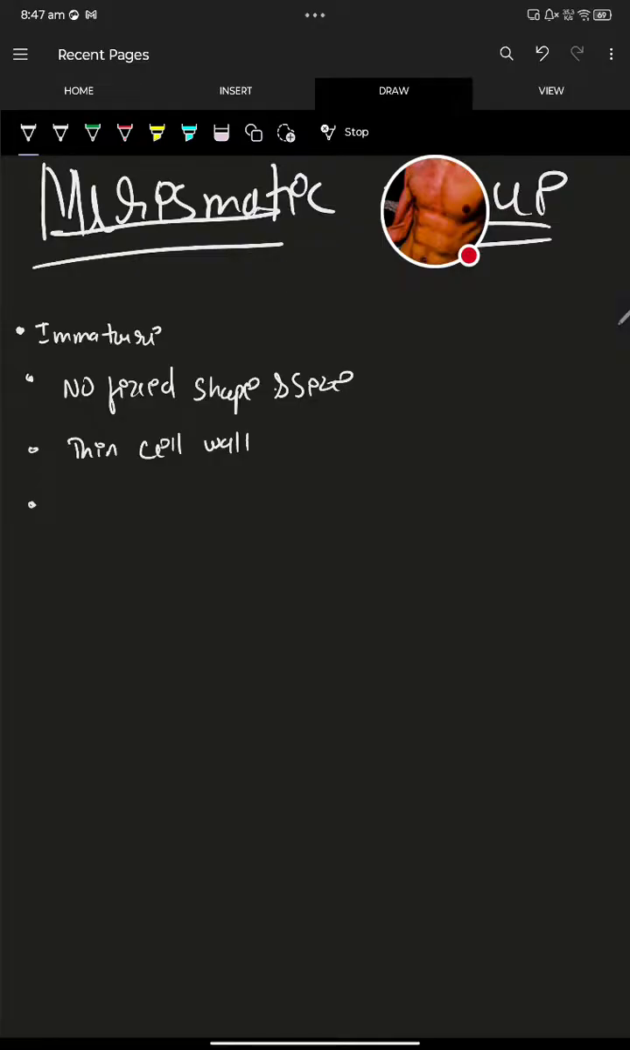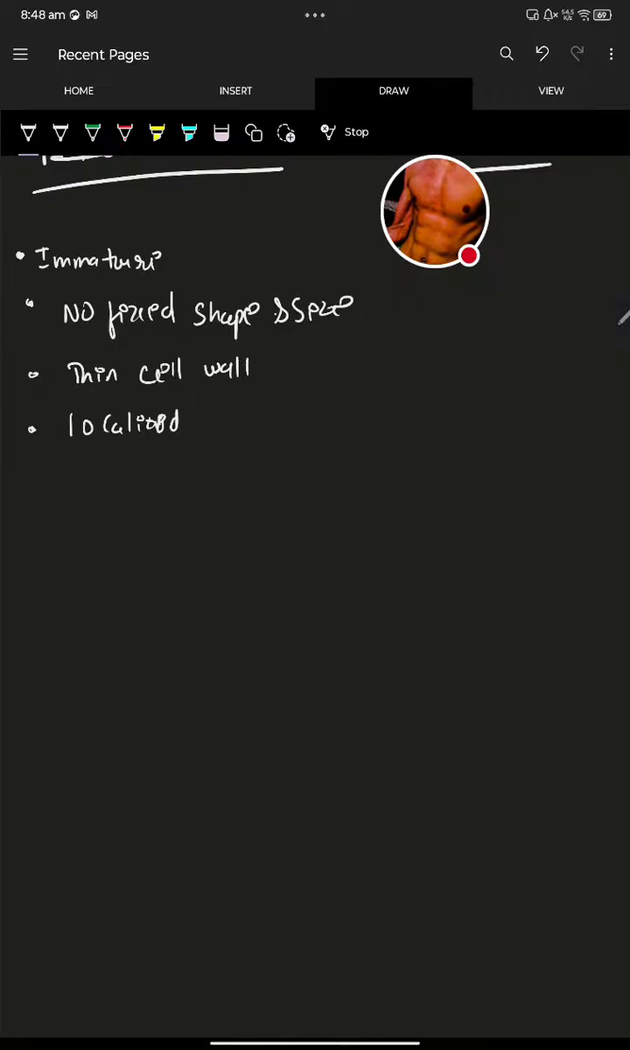Localized, found at a specific location. Localized in the sense that they are found in a particular meristematic area. And they show cell division, basic cell division. So if I had to show you a plant, wait.